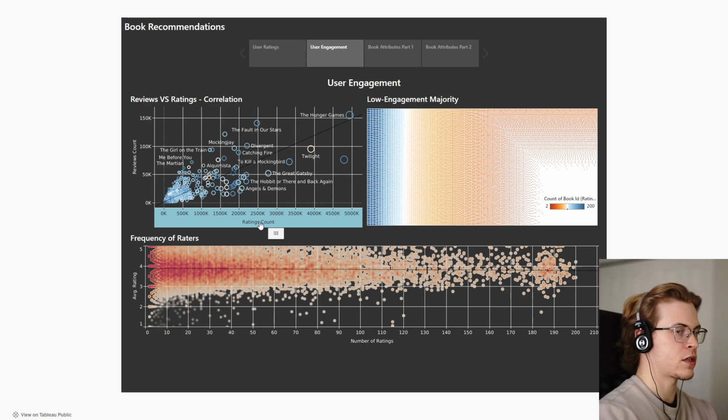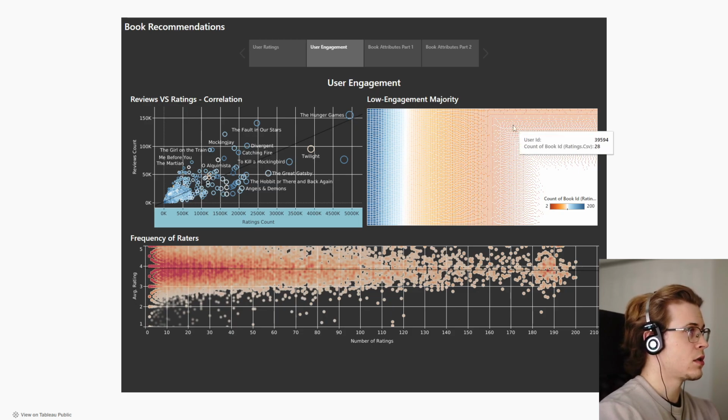And this raises a question about what should be weighed more when recommending a book. Should we just consider the pure ratings or the reviews, which indicate more online discourse or discussion? Next, we have the frequency of raters, and all this shows is that high frequency raters tend to rate books more critically, probably because their preferences are more refined and they are trustworthy raters.